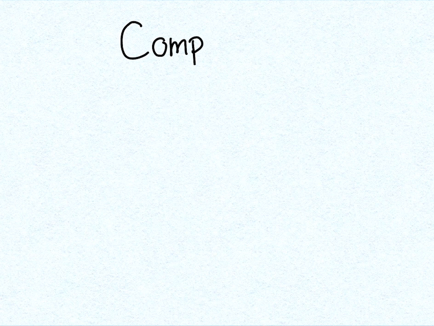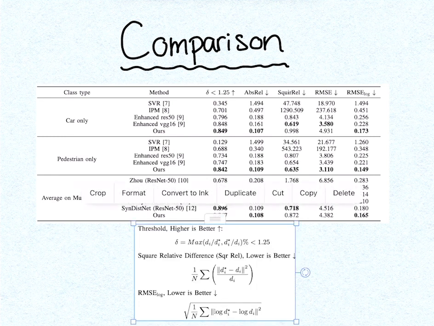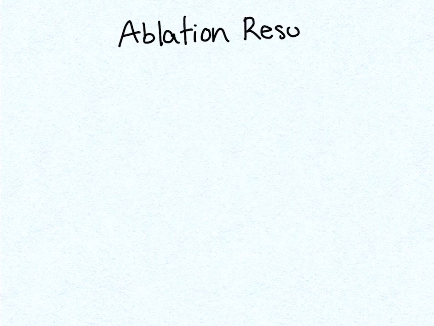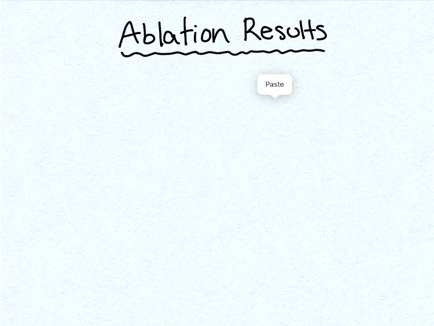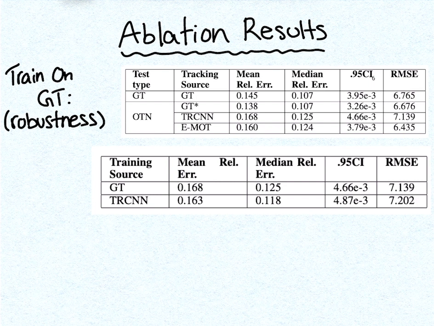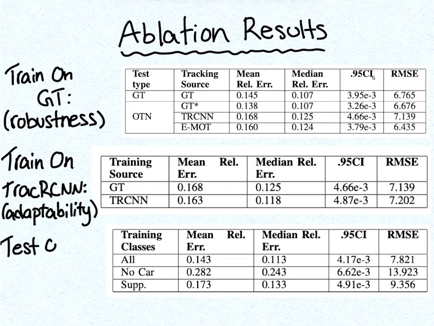For the comparison, we see that our approach, even though it was applied only on the class of car, provides very good results compared to other approaches. For the evaluation study, we apply training on ground truths for robustness. We apply training on TrackRCNN to show the adaptability. And finally, to show the model agnosticity, we provide the test on ground truths with training only on the car class.